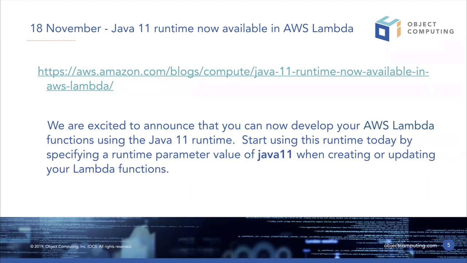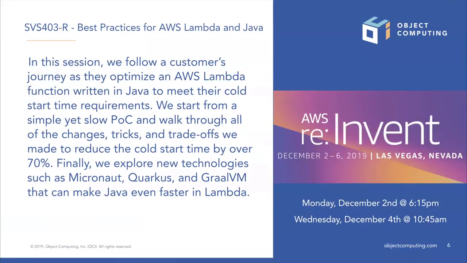Another note on the next slide, Sergio: if you're interested in the tips I'll share today and you want to dive deeper, and you also happen to be attending re:Invent, we have a session dedicated specifically to Java in Lambda, where we'll cover Micronaut as well. It's called Best Practices for AWS Lambda and Java, and if you're searching for it in the re:Invent catalog, look for SVS403. Now let's talk about Lambda. Let's go to the next slide, Sergio.